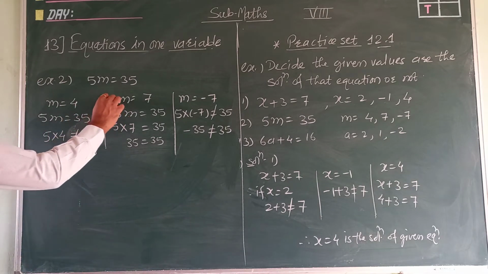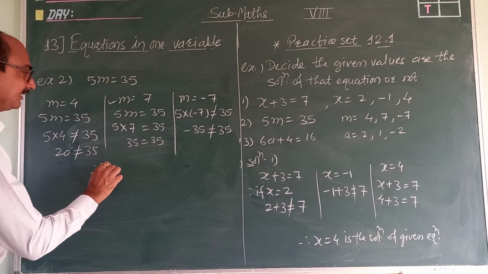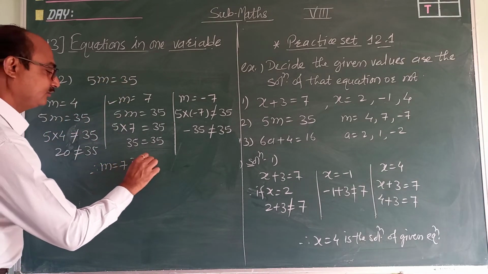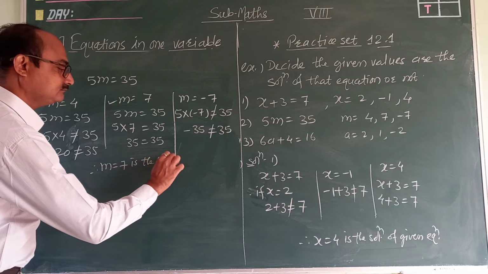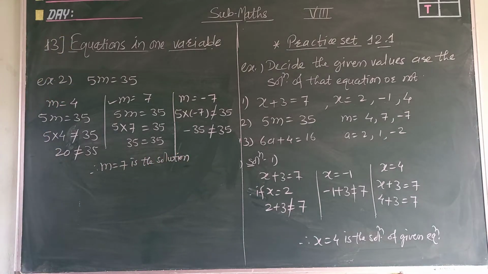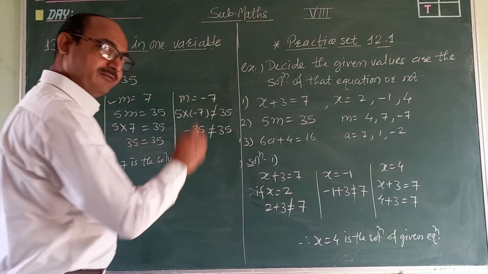So what is the solution that comes? Therefore, m is equal to 7 is the solution of this given equation. Last one we will see.